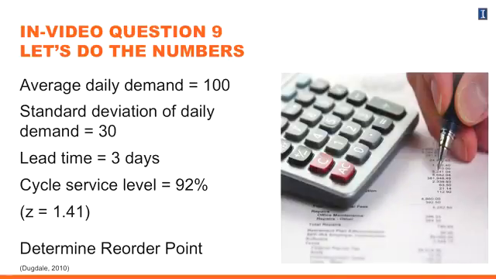Now, let's take this idea of reorder point and apply it in an example. So what you have here is average daily demand of 100 units, standard deviation of 30, lead time of 3 days. The cycle service level that is expected is 92%, so you're okay with running out 8% of the time. The z-value is given to you as 1.41 for that service level, and you're asked to compute the reorder point. So go ahead and use the formulation that we had earlier to compute the reorder point, and we'll come back and see what you find.